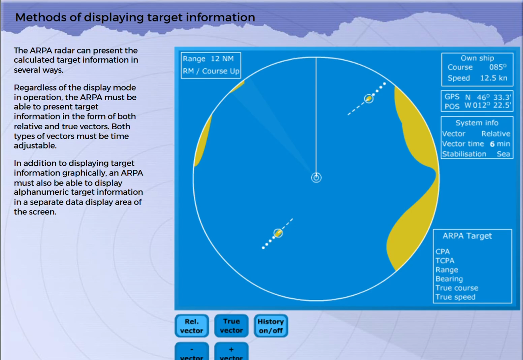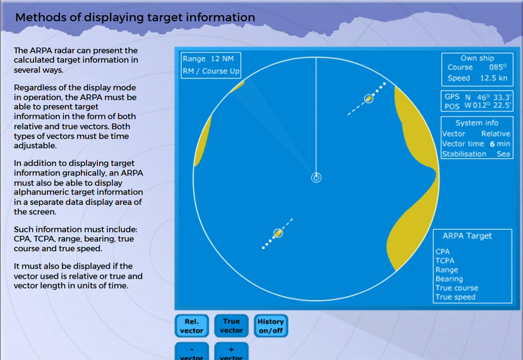Both types of vectors must be time adjustable. In addition to displaying target information graphically, an ARPA must also be able to display alphanumeric target information in a separate data display area of the screen. Such information must include CPA, TCPA, range, bearing, true course and true speed. It must also display whether the vector used is relative or true, and the vector length in units of time.